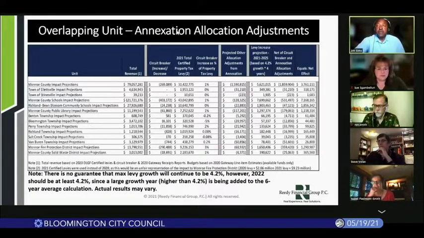If you don't mind, you can clear the screen, please. Thank you. Further questions from council? Councilmember Rollo.